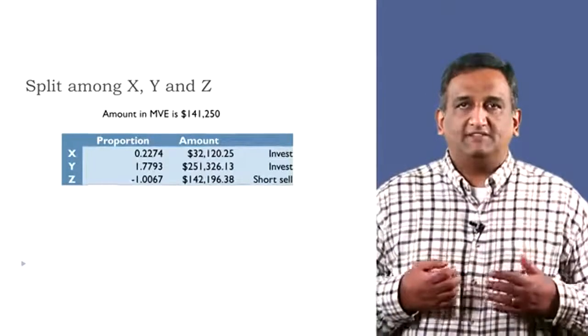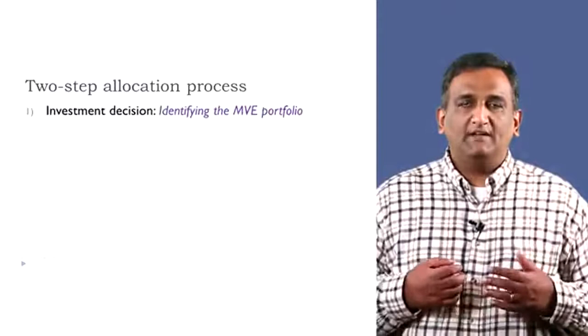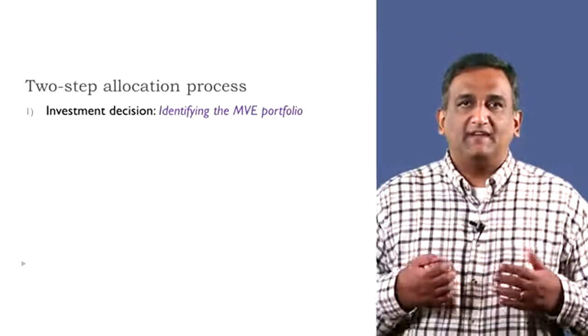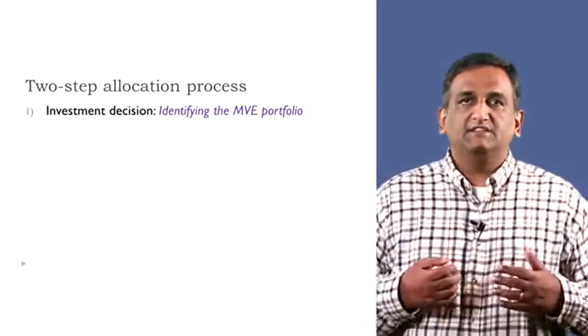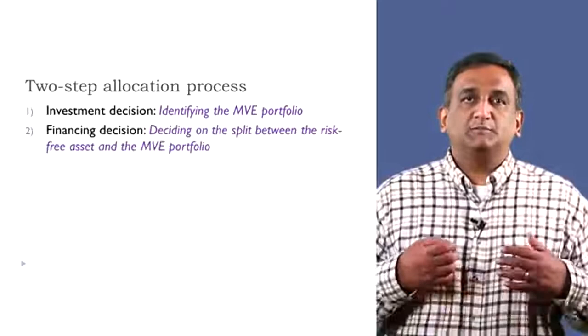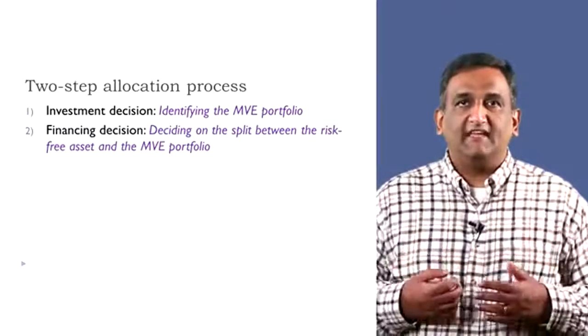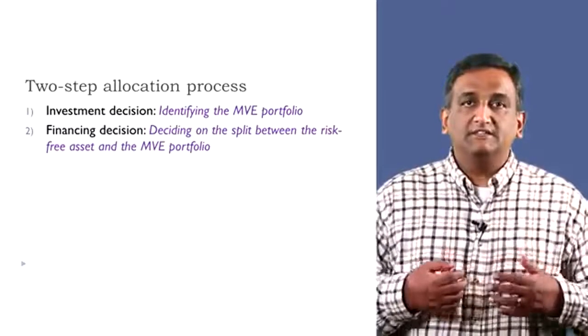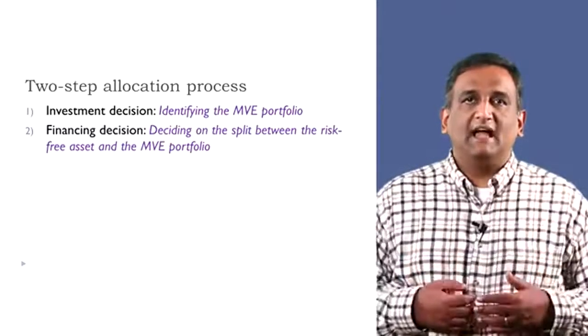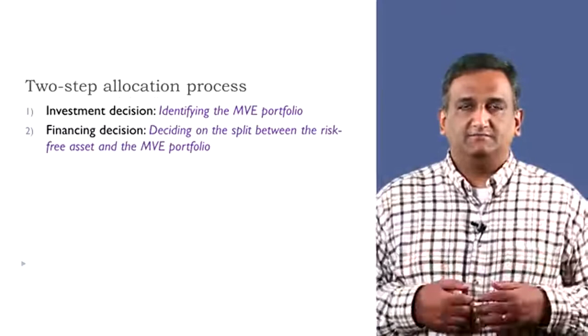$142,196.375 of asset Z. All investors follow a two-step allocation process. 1. Identify the MVE portfolio, which is the same for every investor. This is the investment decision. 2. Decide on the split between the risk-free asset and the MVE portfolio. This depends on the investor's coefficient of risk aversion and is the financing decision.